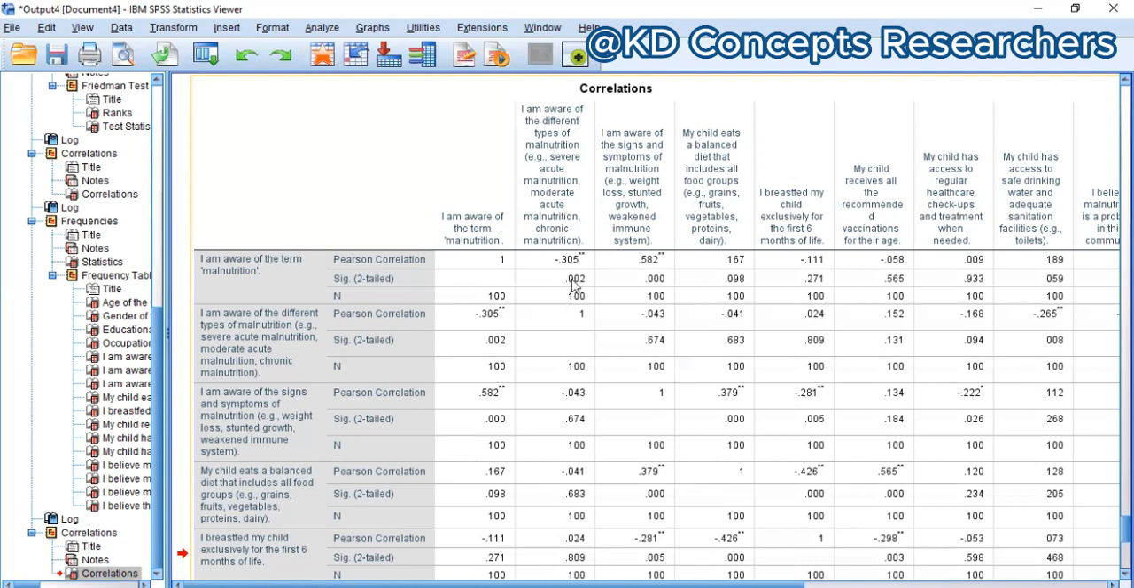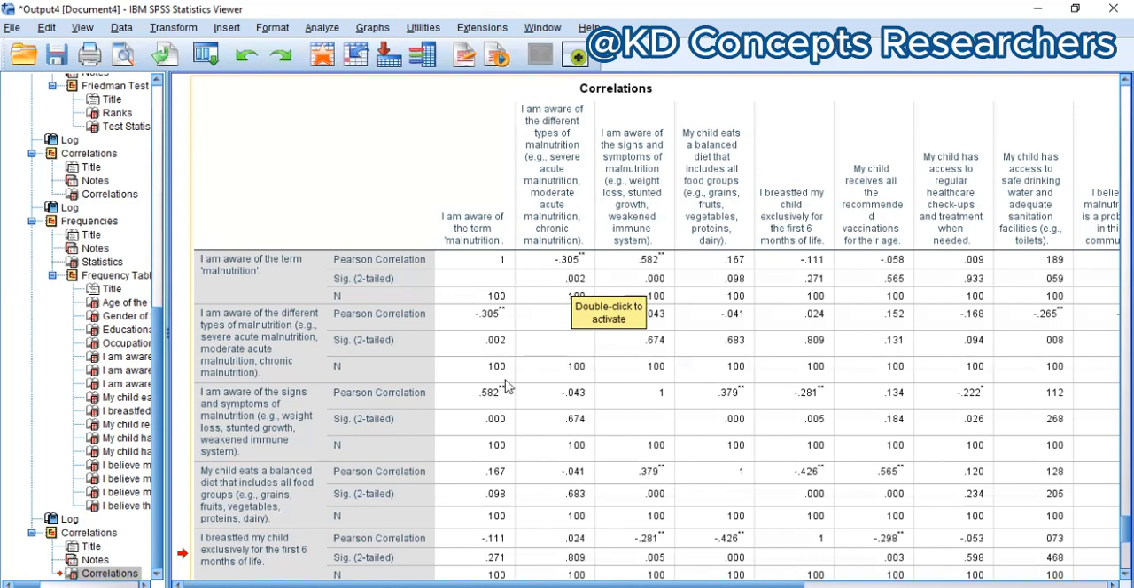It is significant, showing that possibly those who claim to be aware of the term malnutrition are not so much aware of the different types of malnutrition, such as severe acute malnutrition, moderate malnutrition, and chronic malnutrition. So that is why we have a negative correlation.